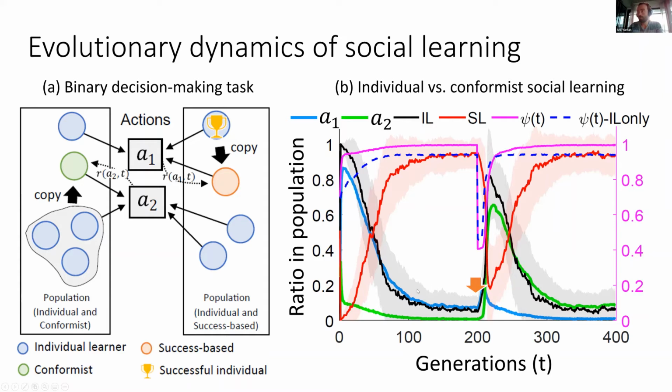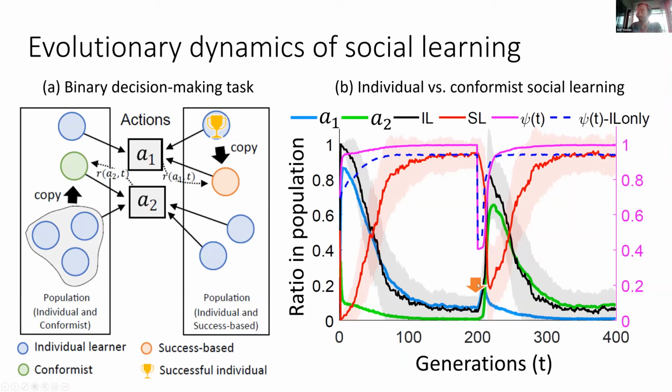And since social learners don't have this cost, their number increases and they become the dominant strategy in this population. And of course, individual learners do not go to zero because we always have some mutation rate. Some social learners mutate to be individual learners. So we have this baseline due to the mutation rate.